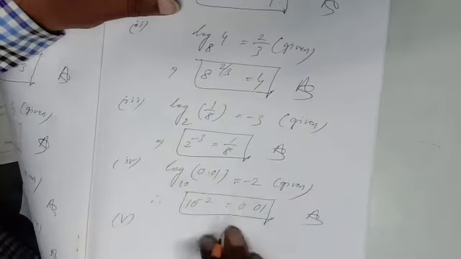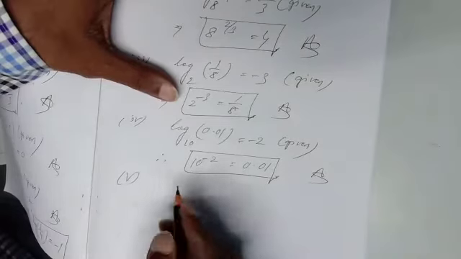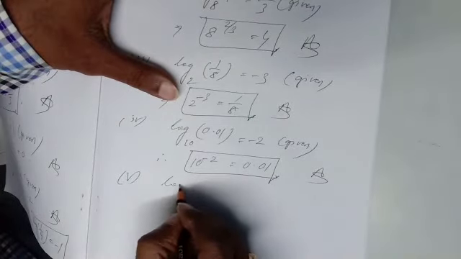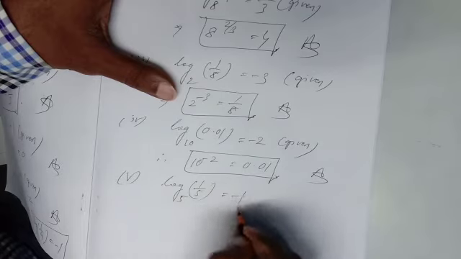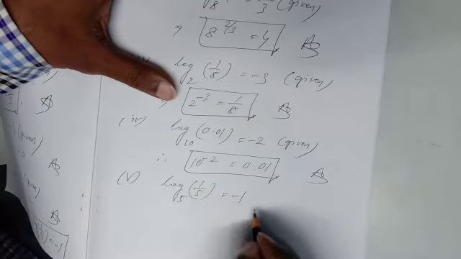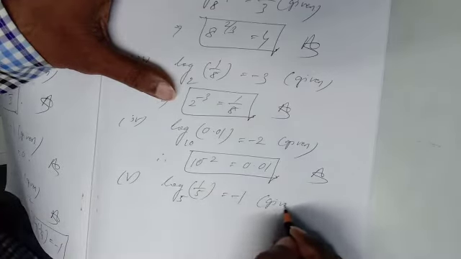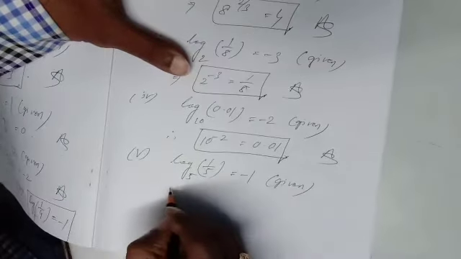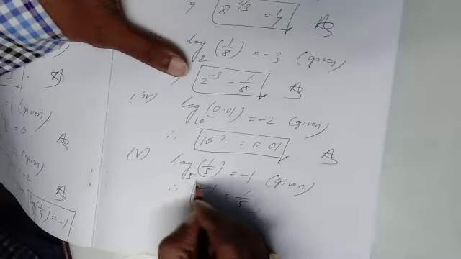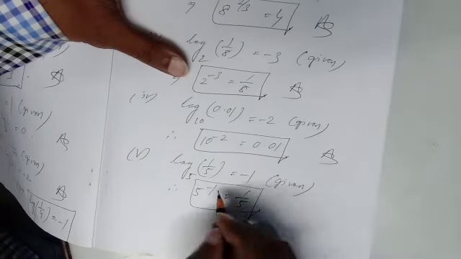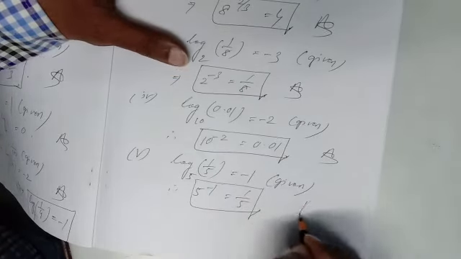Fifth part. The fifth part question is given: log 1 by 5 base 5 is equal to minus 1. This is given in logarithm form. You have to write in exponential form. Therefore 5 to the power minus 1 is equal to 1 by 5. This is the answer of the fifth part of number 2 in exponential form.